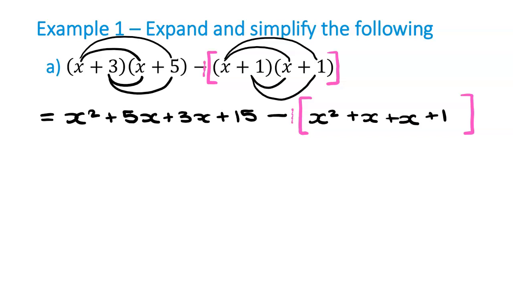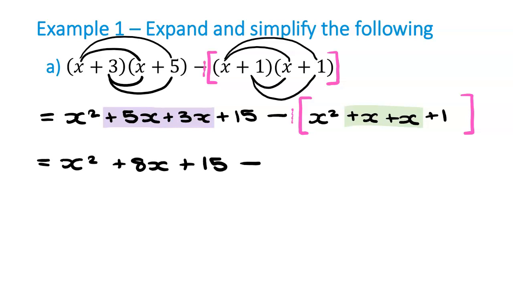Now, before we start worrying about anything else, let's clean this up a little bit. I notice we've got some like terms in here. We've also got a couple of like terms inside of that big set of brackets. So that will become x squared plus 8x plus 15. And then we're going to have minus and our big set of brackets. I like square brackets, I think they look neat. And we're going to have x squared plus 2x plus 1.